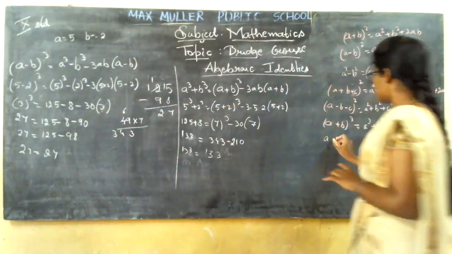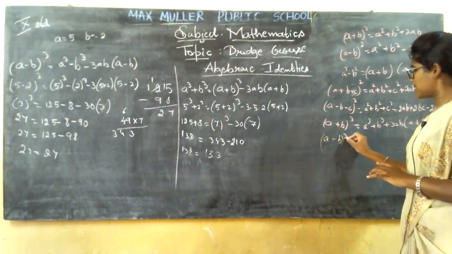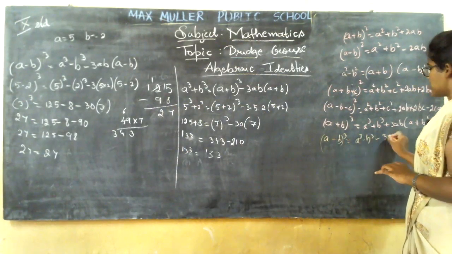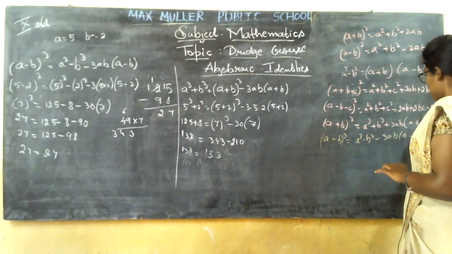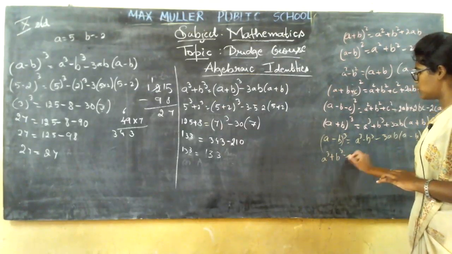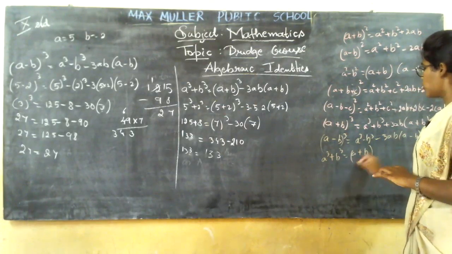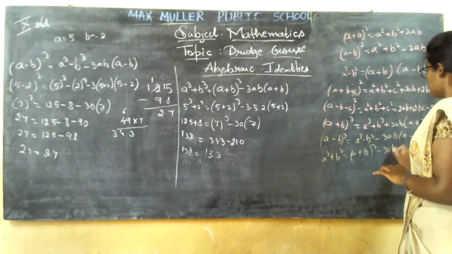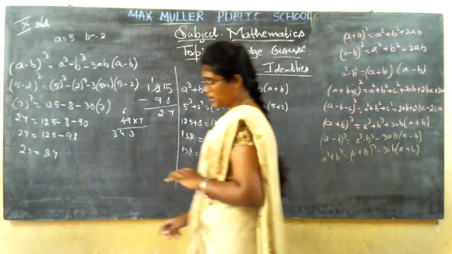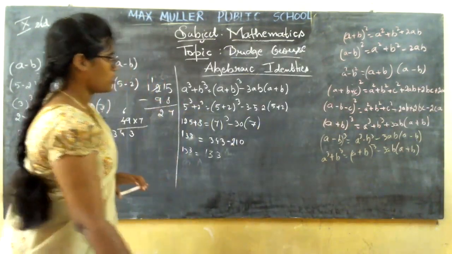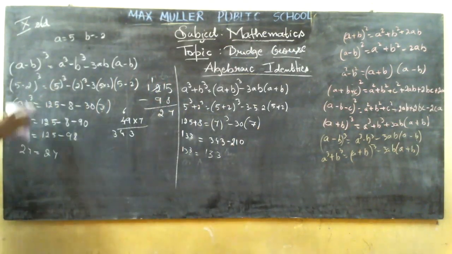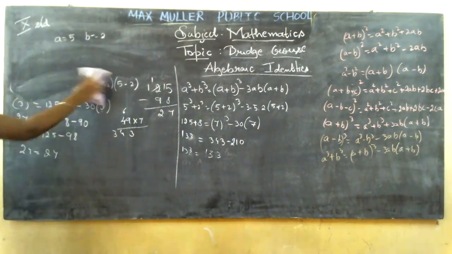Okay, fine. So in today's class, we have learnt about a minus b the whole cube, which is equal to a cube minus b cube minus 3ab into a minus b. The next thing you learnt is a cube plus b cube, which is written as a plus b the whole cube minus 3ab into a plus b.